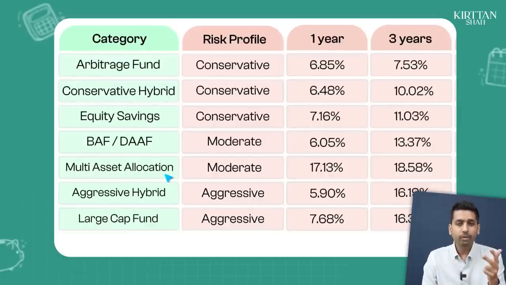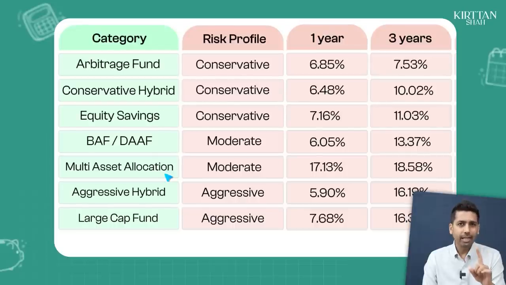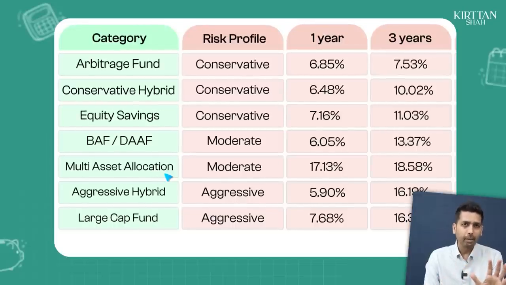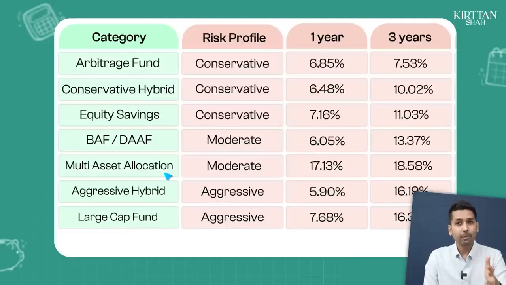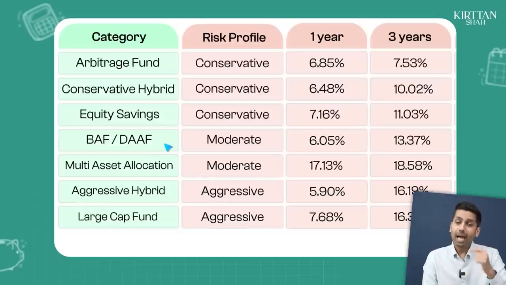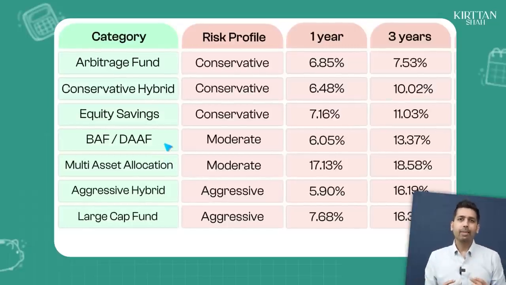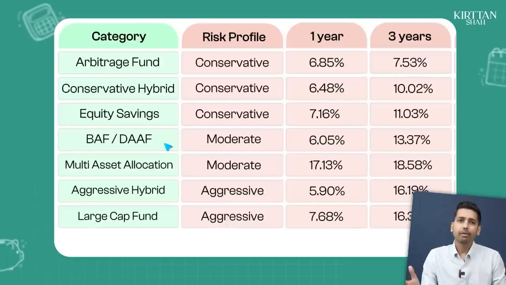Now, if you look at both of these funds, how are they different from each other? The only difference, for all practical purposes, is that in a balance advantage fund, you are not allowed to, or you typically don't, invest in precious metals like gold and silver and REITs, which you actually do in a multi-asset fund. So in a multi-asset fund, the fund manager can take positions in gold and silver, but in a balance advantage fund, the fund manager cannot take position in gold and silver.